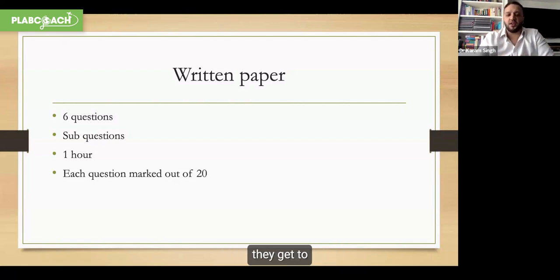And that's how you get your 20 marks, by answering as many of those sub-questions correctly as possible. So each question from 1 to 6 is marked out of 20. How many you score obviously will depend upon how many correct answers to the sub-questions you give. Okay. And it will be a question booklet and an answer sheet, and you write directly onto the answer sheet.